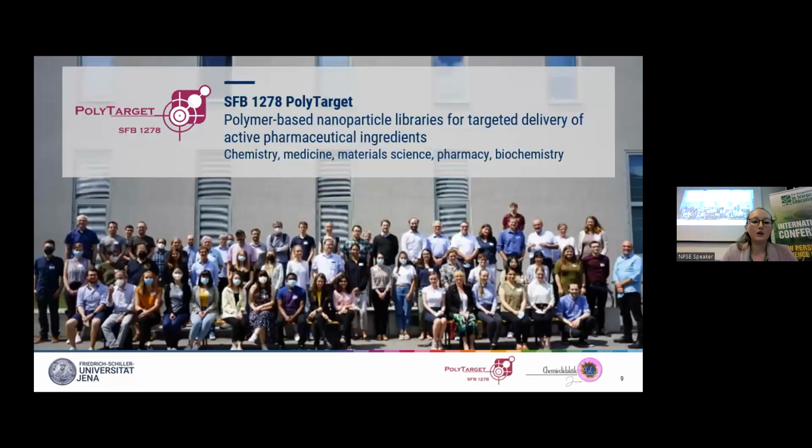Here you can see a research group in the collaborative research center PolyTarget. They research targeted drug delivery in different fields of science, for example, in chemistry, medicine, material science, pharmacy, and biochemistry. And we, as a didactic group, are also part of it. It is our aim to transfer this current topic to school and make it possible for the students to participate in the development process.